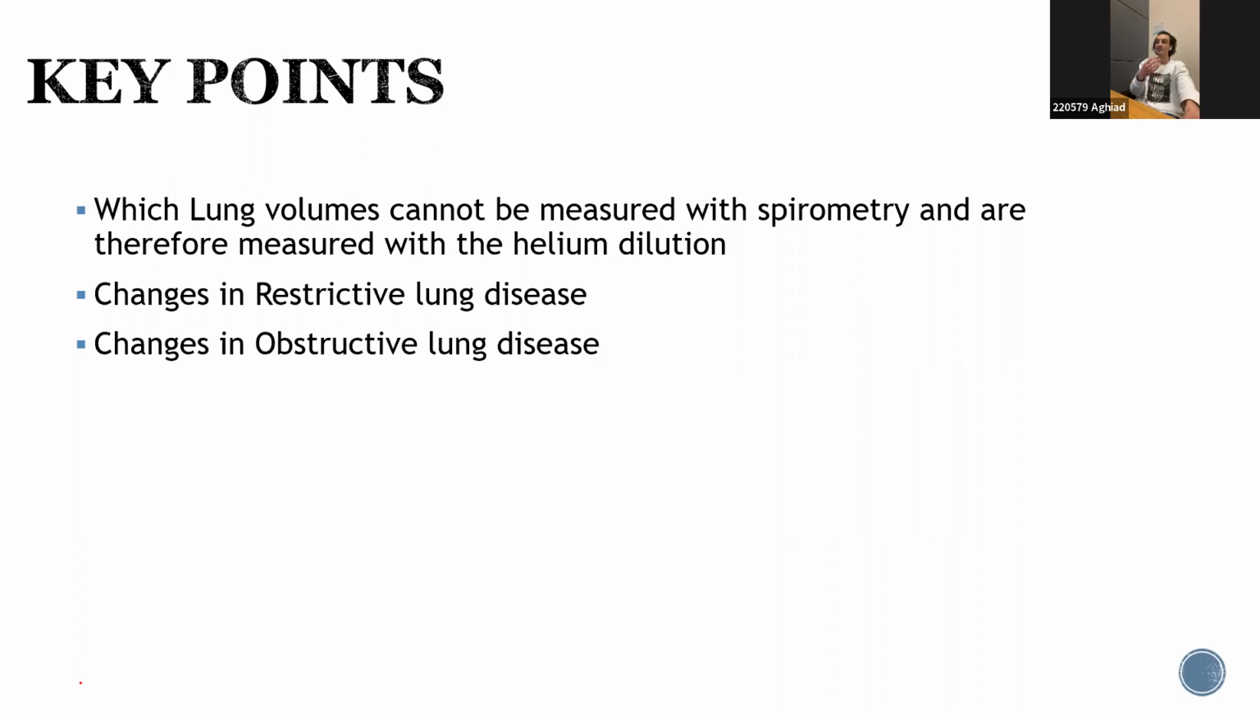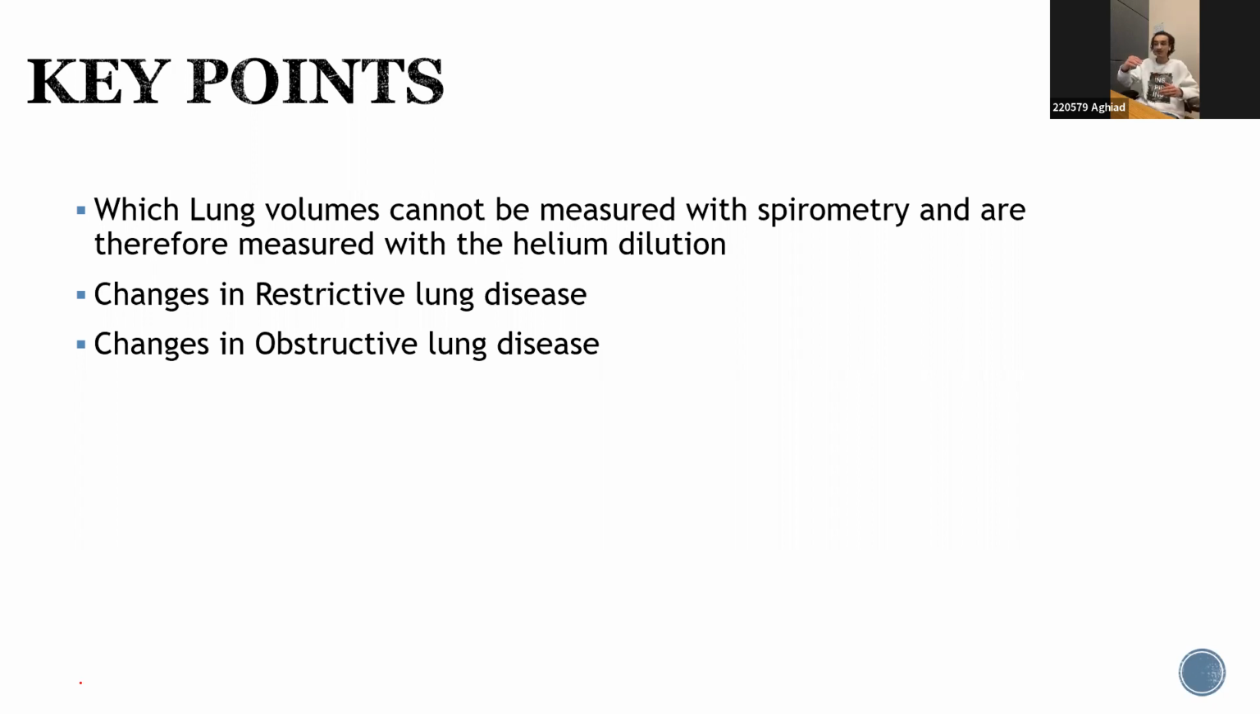And so, what does the helium dilution method help us to measure? The helium dilution method, you guys. RV, yes. RV, what else? What is part of RV? Total lung capacity as well, yes. And FRC, yes, perfect.